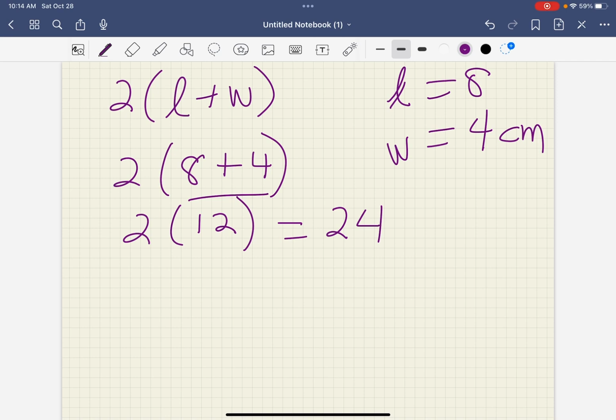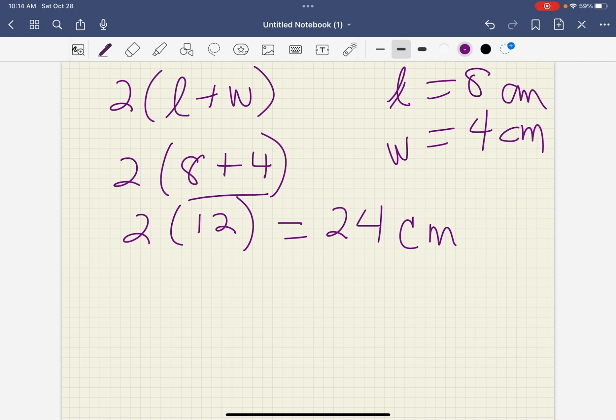Now, this is not area, this is perimeter. So the units stay as centimeters, not centimeters squared. There's no place that length is multiplied times width, it's added. That's an indication that this is perimeter.